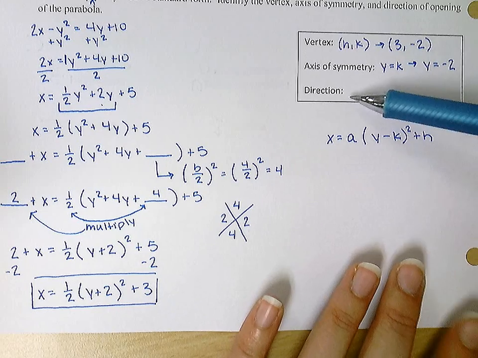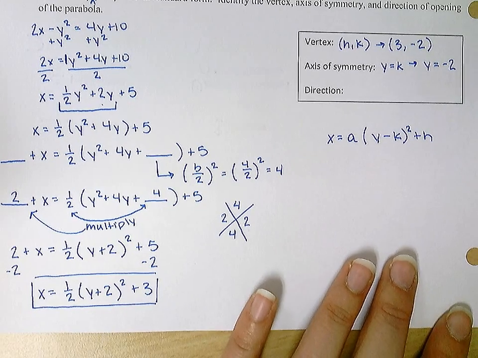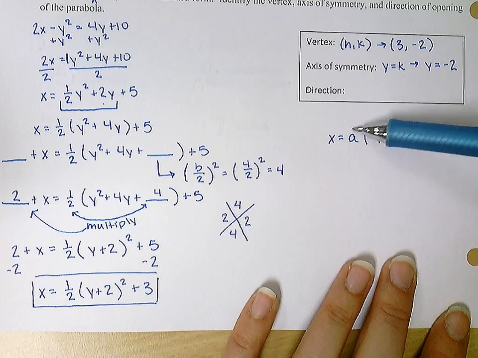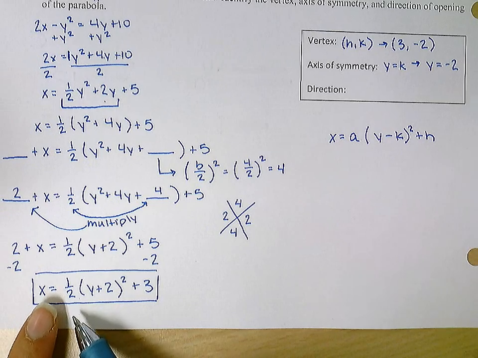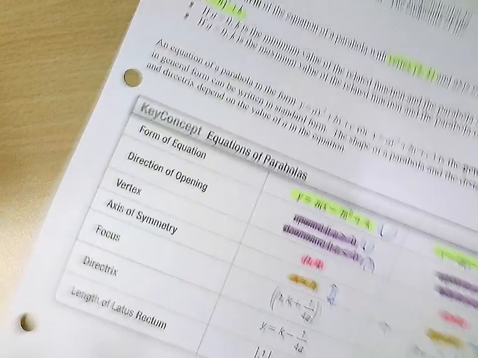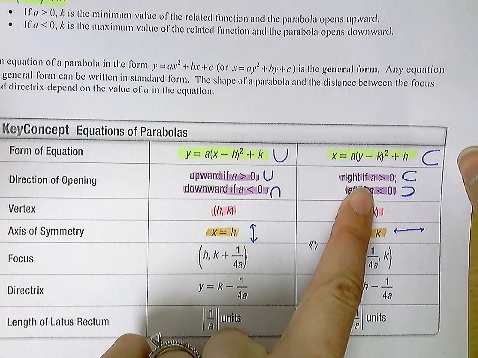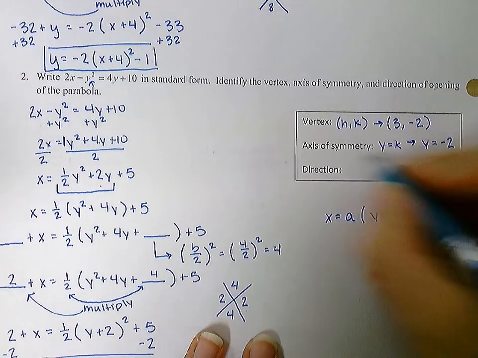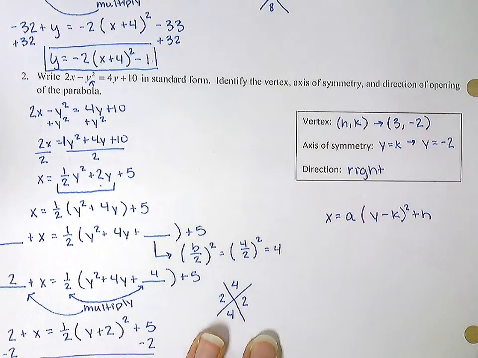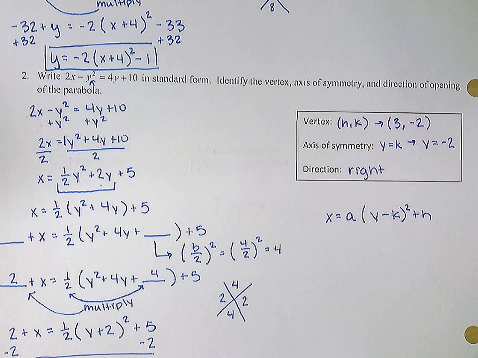Last one is the direction of opening. So this one I need to look at that a value in front. Our a value is greater than 0. Since it is greater than 0, and we're looking at these ones here, a is greater than 0, so which way does it open? To the right. Okay, questions? That's all we're doing today: completing the square and then labeling vertex, axis of symmetry, and direction.